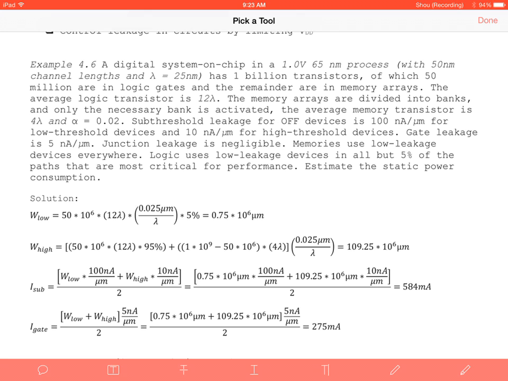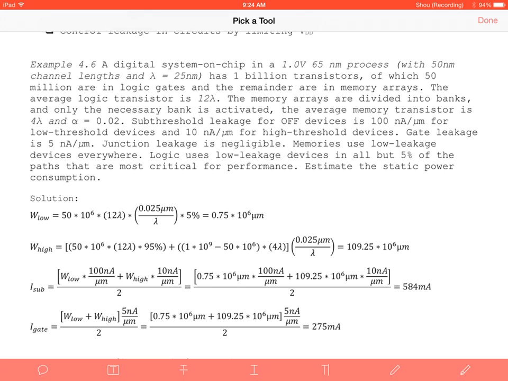So what does this 65 nanometer process mean? What's this size relate to? Feature size. In particular, when we're drawing a stick diagram, which one of those is it? Isn't it the length of my drain, with, yeah, poly, right? With 50 nanometer channel lengths and lambda of 25 nanometers. So lambda is your poly, it's going to be half of your feature size.